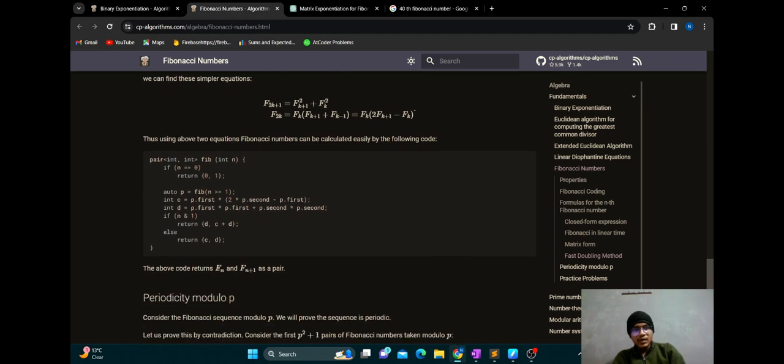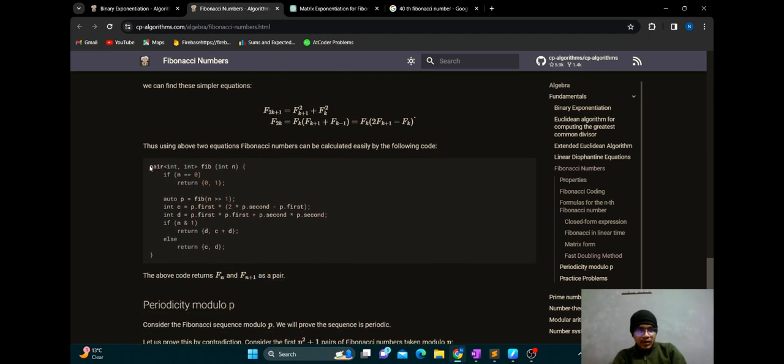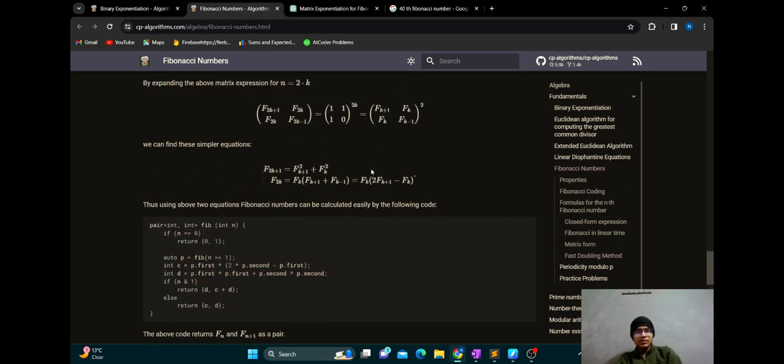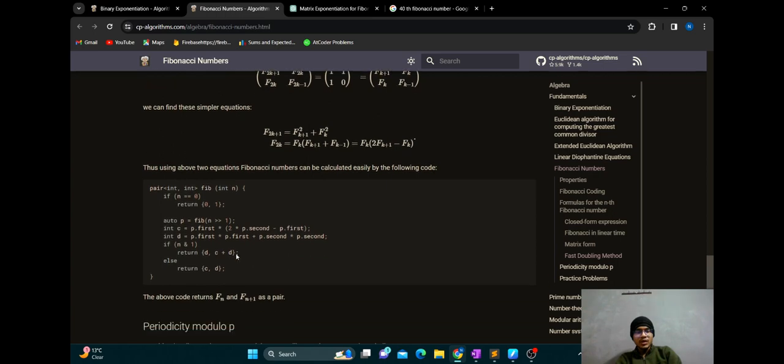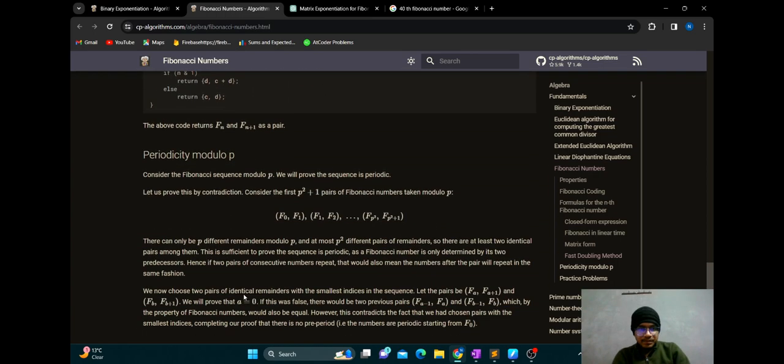The above code will return f(n) and f(n+1) as a pair. You can do a dry run of this by yourself. It is indeed just this equation only, and you will get the answer.